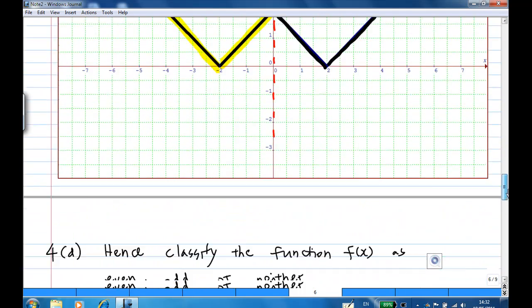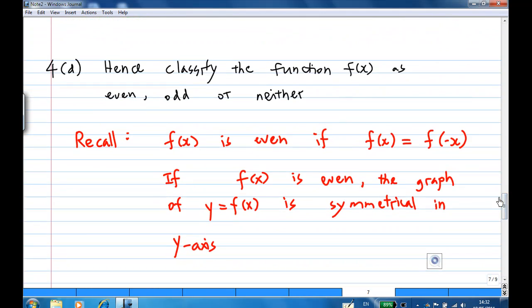Now, last part, classify the function f of x as even, odd or neither. Recall that a function is even if f of x equal to f of minus x for all x.